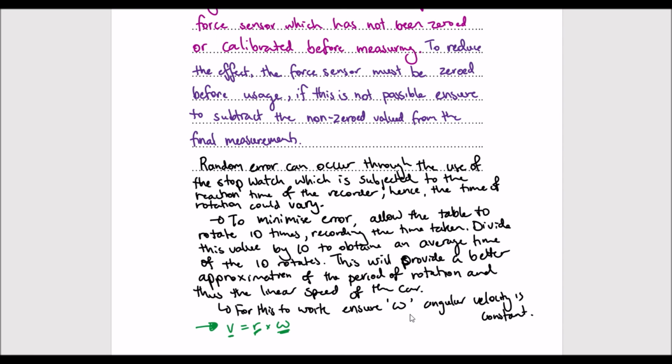So that's how you answer these questions regarding circular motion. Hopefully that gives you a better understanding of how to approach these kinds of questions related to circular motion, and also the difference between systematic and random errors.